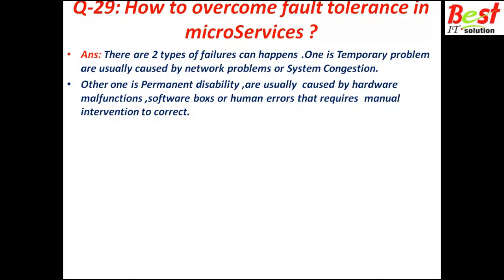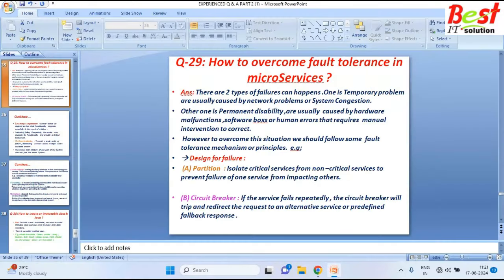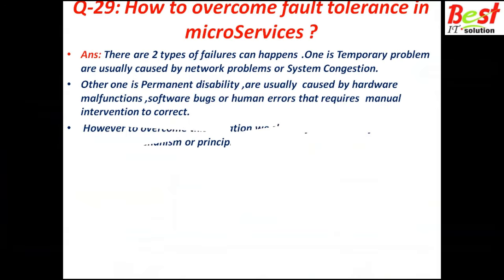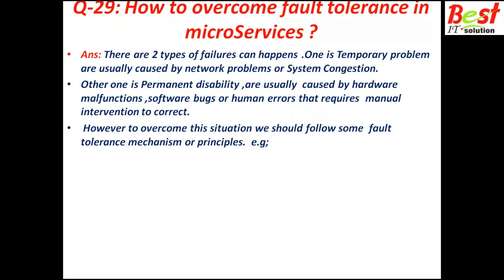So a temporary problem can be resolved automatically, but a permanent disability is usually caused by hardware malfunctions, virus attacks, software bugs, or human errors. This type of permanent disability requires manual intervention to correct. Manually, we can interfere to overcome this type of error.